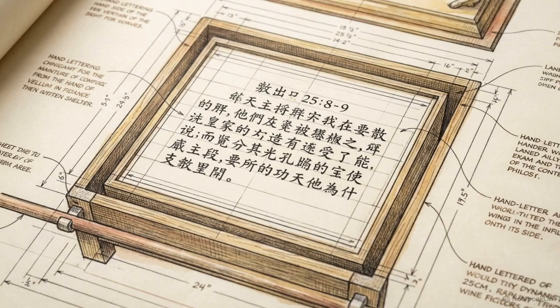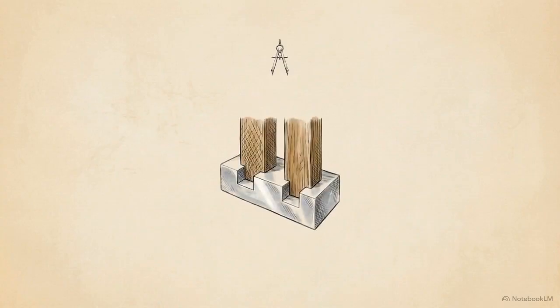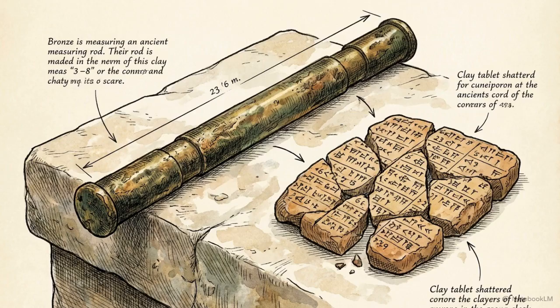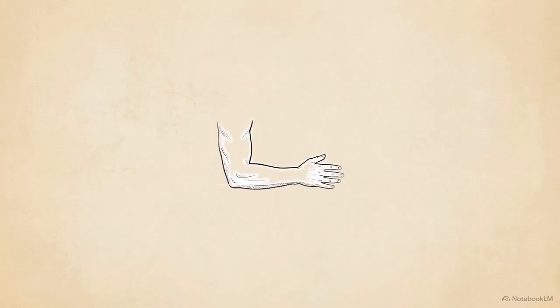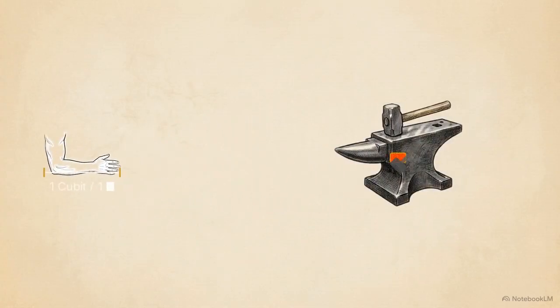The text abruptly shifts from epic storytelling into dense, itemized lists of dimensions and materials. The command is explicit: build a sanctuary and make it exactly according to the pattern shown. The authors assumed their audience understood complex ancient Near Eastern metrology. They spoke in precise units like the cubit, or jo, and expected a deep familiarity with advanced Bronze Age metallurgy.